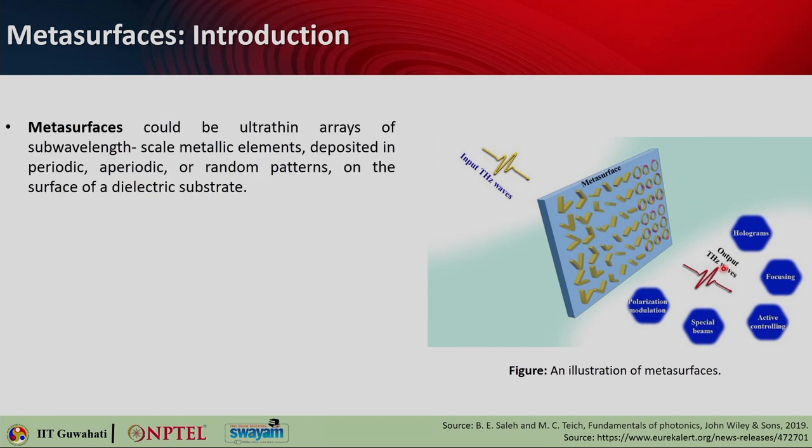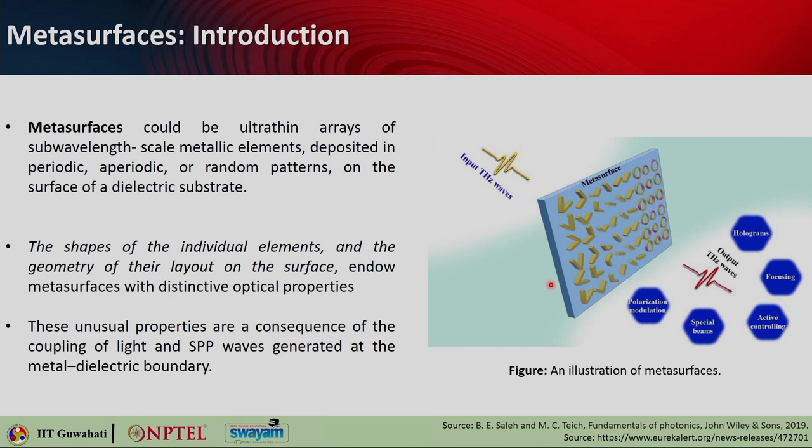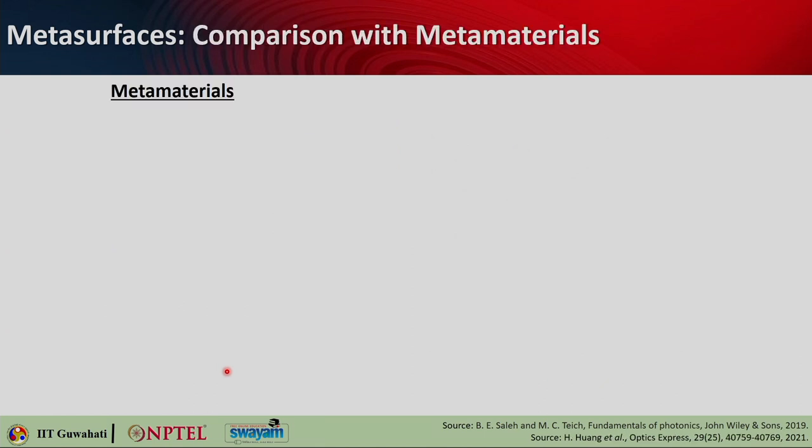So, a formal definition for metasurface is an ultra thin array of sub wavelength scale metallic elements which are deposited in periodic, aperiodic or random patterns on the surface of a dielectric substrate. And the shapes of the individual elements and the geometry of their layout on the surface endow the metasurfaces with distinctive optical properties. The origin of these special effects is basically a consequence of coupling of light and the surface plasmon propagation waves that generate at the metal dielectric boundary.